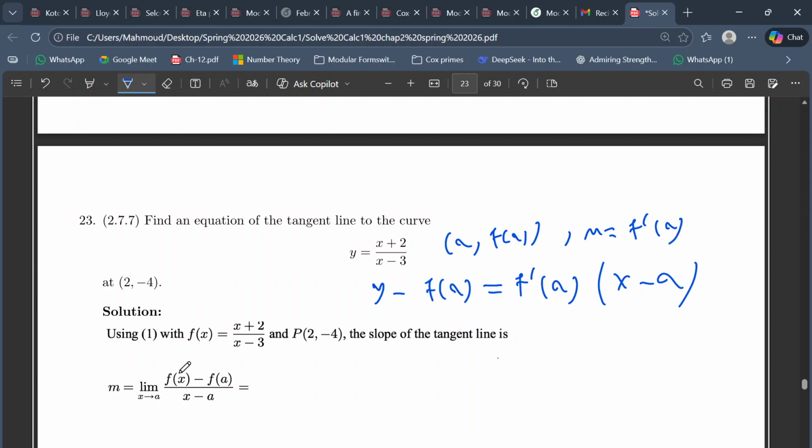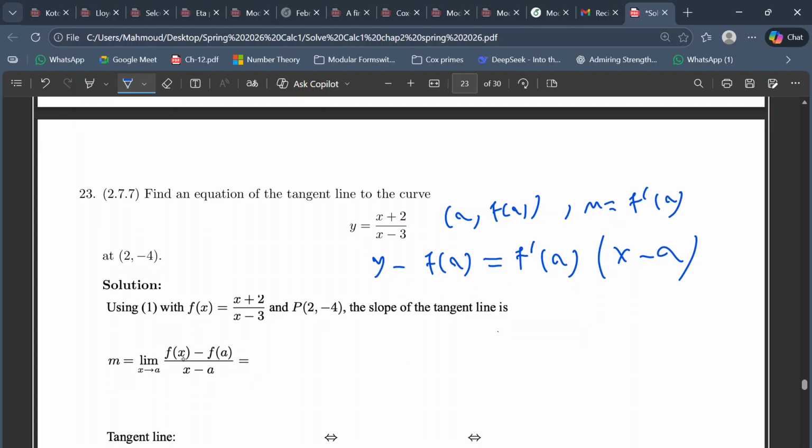So let's start finding the slope. Limit as x goes to 2, because a equals 2 in this. f of x, what is f of x? This function, right? (x plus 2) over (x minus 3), minus, substitute 2, what do you get? Yes, thank you. So minus 4, because you have minus minus, it becomes positive, right? So plus 4, over x minus 2.